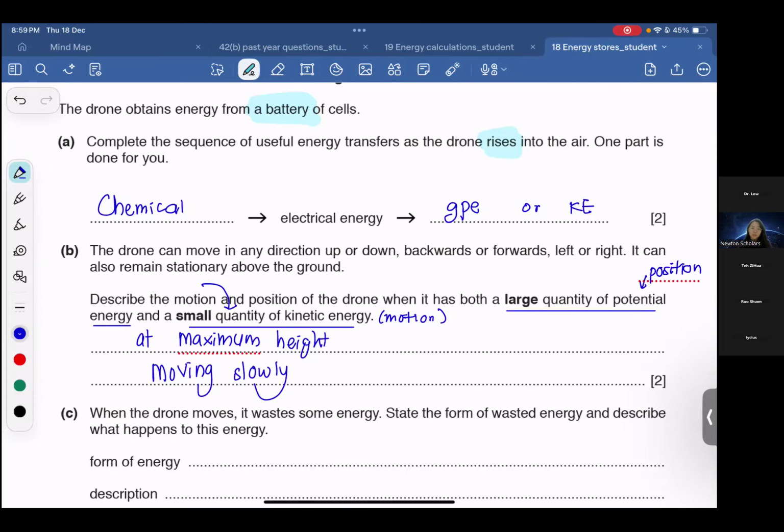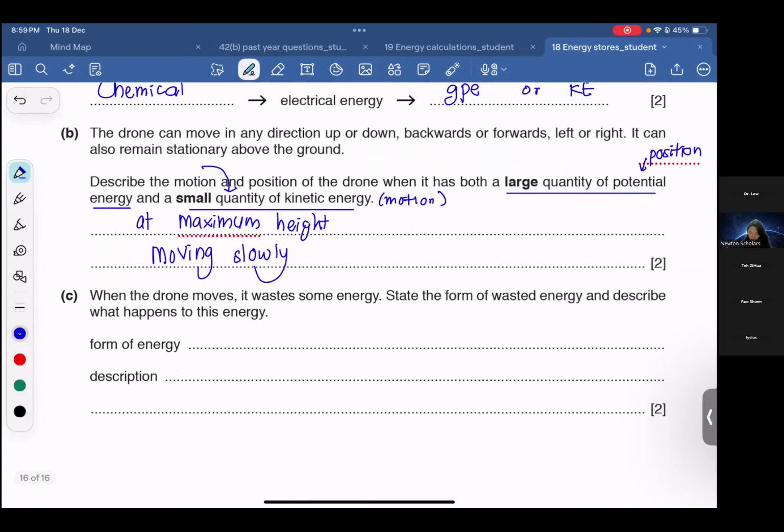Okay, so these two. When the drone moved, it wasted some energy. What kind of energy is wasted? State the form of wasted energy and describe what happened to this energy. Okay, so we understand, and I told you most of the case, the main wasted energy actually is called thermal energy. Describe what happened to this thermal energy. This thermal energy is actually dissipated to the surrounding, lost to the surrounding.